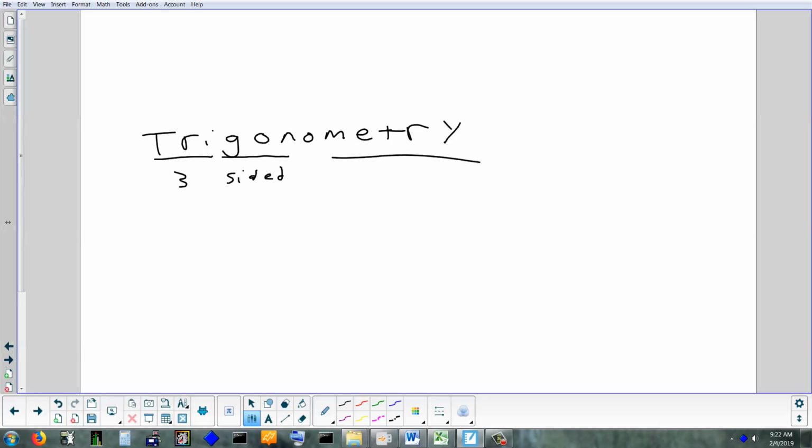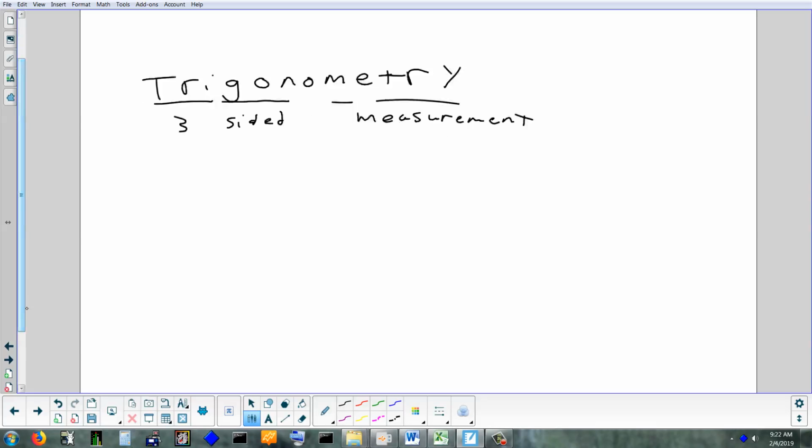Right? And then metry. Metry is a suffix you see at the end of a bunch of different subjects. So you've got trigonometry, geometry. I guess that's it. But metry means study of, or even better, measurement. Say it that way. So metry means measurement. So what we're really doing in this class is studying how to measure things that have 3 sides, right? 3-sided measurement.